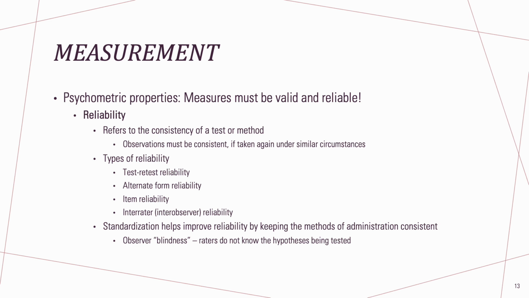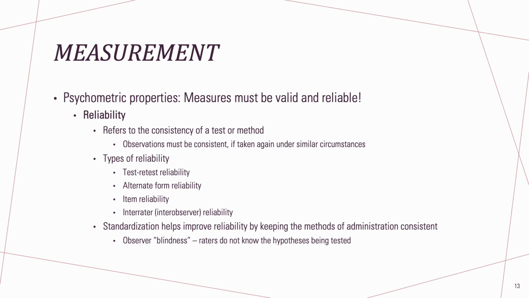Again, there are different types of reliability. I only have a few here. We have test-retest reliability, alternate form reliability, item reliability, inter-rater or inter-observer reliability, and a whole bunch of other types of reliability. Just like there are threats to validity, there are also threats to reliability. And one way of combating that is through standardization. That helps us make sure that the administration piece is consistent across testing, across people, across time.